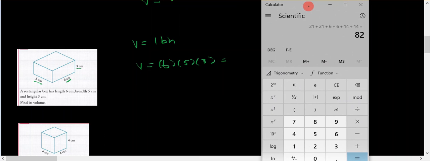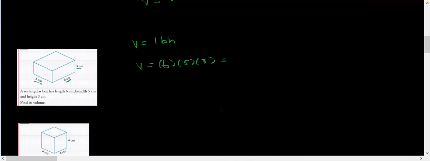So 6 by 5 by 3 is equal to 90 centimeters cubed. It's always important to remember the units and to use them as well. So that's the volume, using that formula.